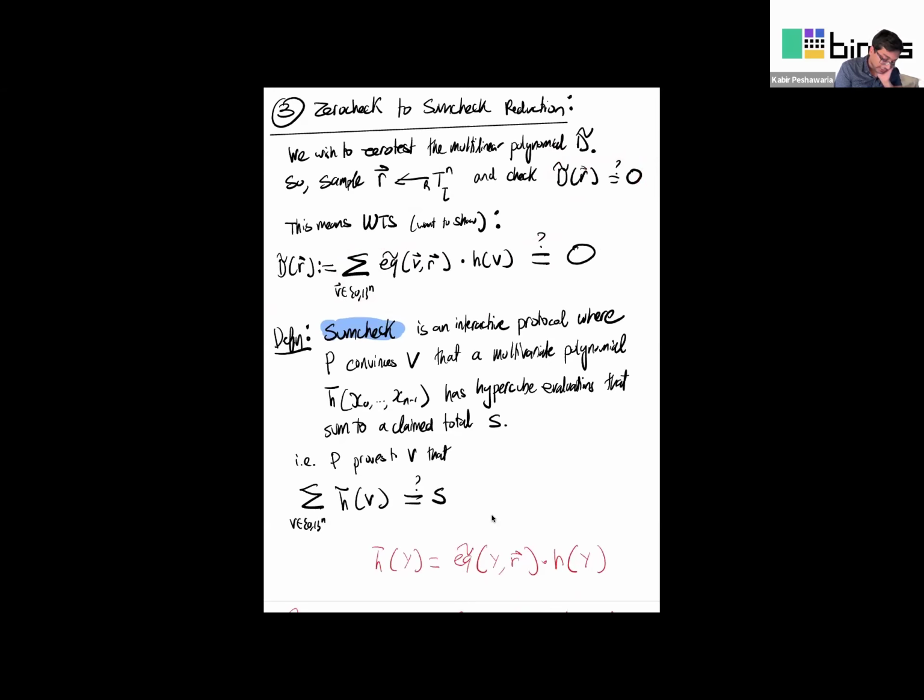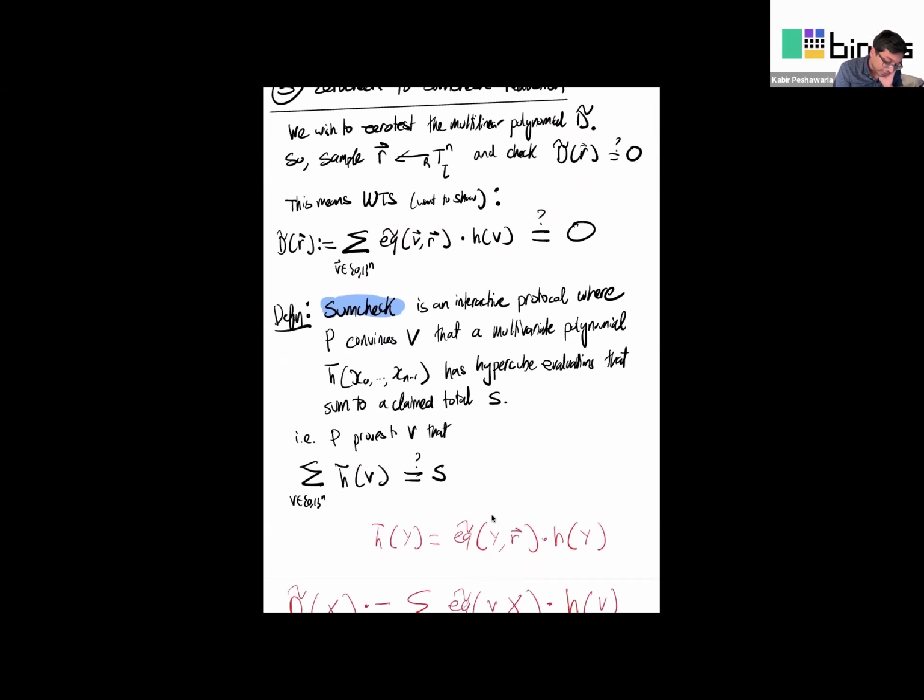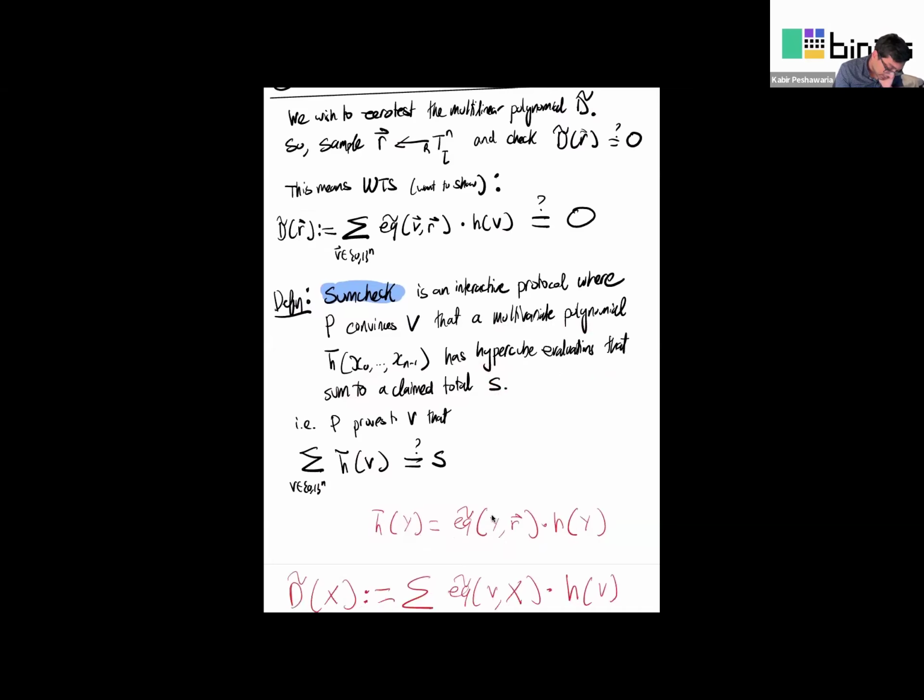Definition. SumCheck is an interactive protocol where the prover convinces the verifier that a multivariate polynomial, h bar, has hypercube evaluations that sum to a claimed total S. So the prover wants to prove to V that the sum of h bar of v is equal to S, summed over all the possible bit strings v. Cool. So you can probably already see that if we want to check this is equal to 0, using a tool that does something like this, we could set h bar to be equal to this right here.